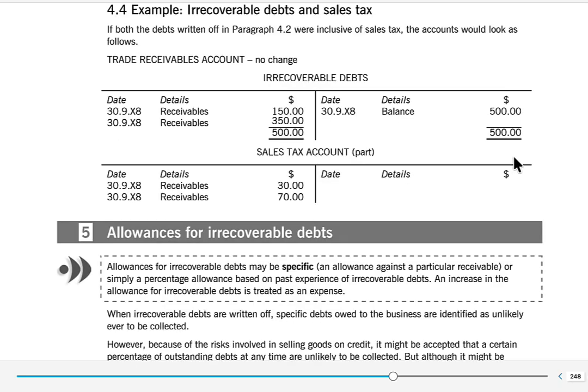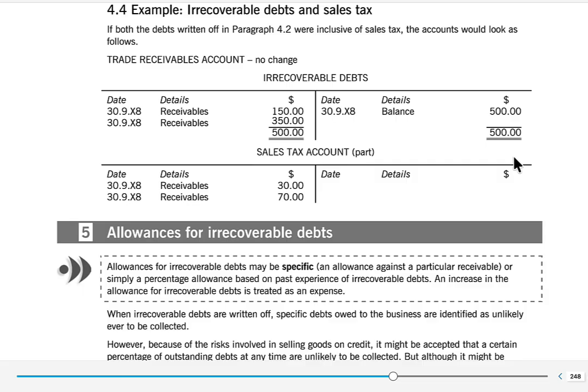Lesson 4.4. Example, irrecoverable debts and sales tax. The book then links back to the earlier example and says, if both irrecoverable debts were inclusive of sales tax, the accounts would look different. What changes? Trade receivables control account. No change in the credit total written off. We still remove $600 from receivables in total, but the debit side split changes. Instead of debiting irrecoverable debts with the full $600, we split it into net and tax.